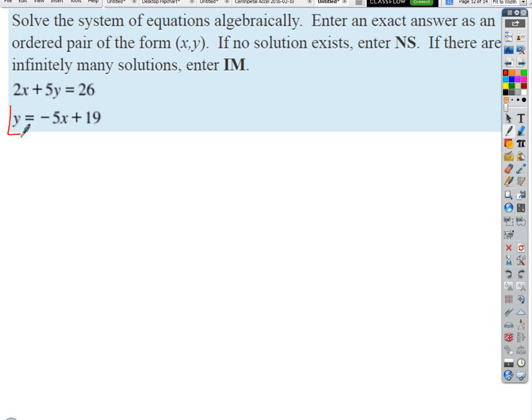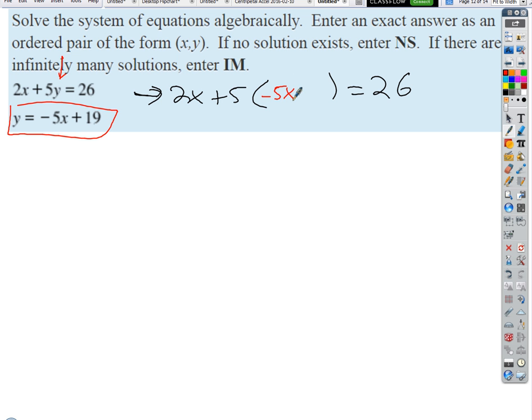Substitution. Good. I've got this solved for y, so I'm going to plug that in for y in the top equation, and the top one's going to become 2x plus 5 times, I'll just open a set of parentheses to make my substitution, equals 26. And for y, I'm going to plug in negative 5x plus 19. Good. So now all I've got to do is simplify, collect like terms, and solve for x, right? So if I distribute the 5, what am I going to get? Justine, what do I get if I distribute the 5 through those terms?